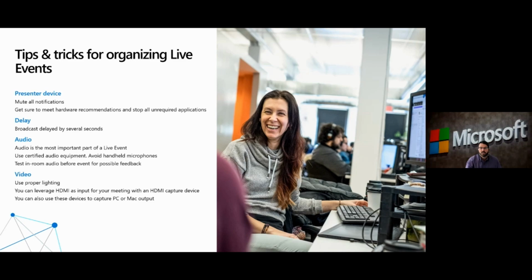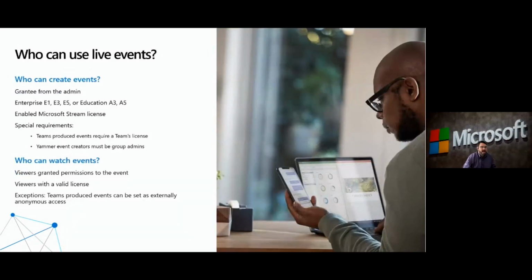So the fundamental question that we get is who can use live events? Now, who can create them versus who can watch them, right? It has to be granted from the admin. I showed that. But then any of the E SKUs, 1, 3, or 5, and then the education, so academic 3 or academic 5, they do need to have the stream license enabled to produce, okay? And to record.